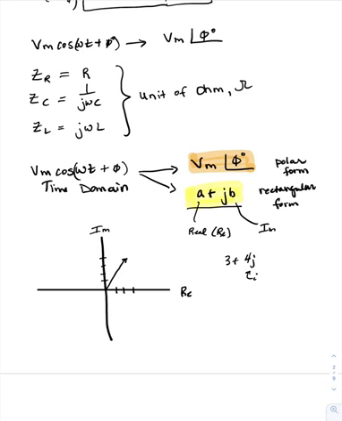So this is a vector, and V, if we use the Pythagorean theorem, Vm is the magnitude, and it is the square root of a squared plus b squared, and phi would be the inverse tangent of the imaginary over the real.